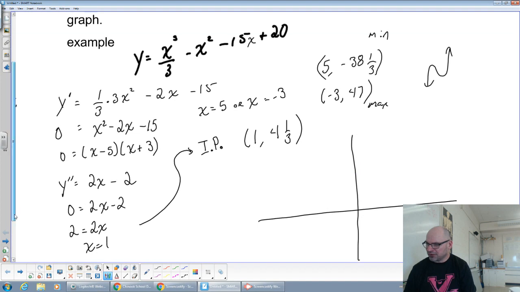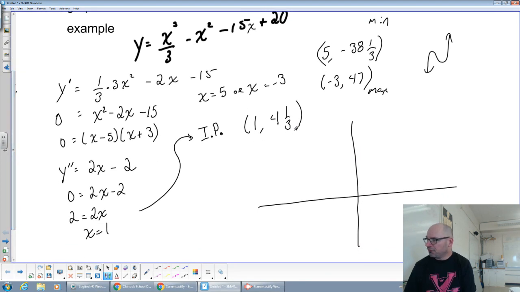So for sketching the graph here, we got 5 and negative something. So down here, over here we have a minimum, 5 and negative 38 1/3. And then somewhere at negative 3, we've got 47. So negative 3 would be about here, and 47 would be about there. So we've got a maximum here.